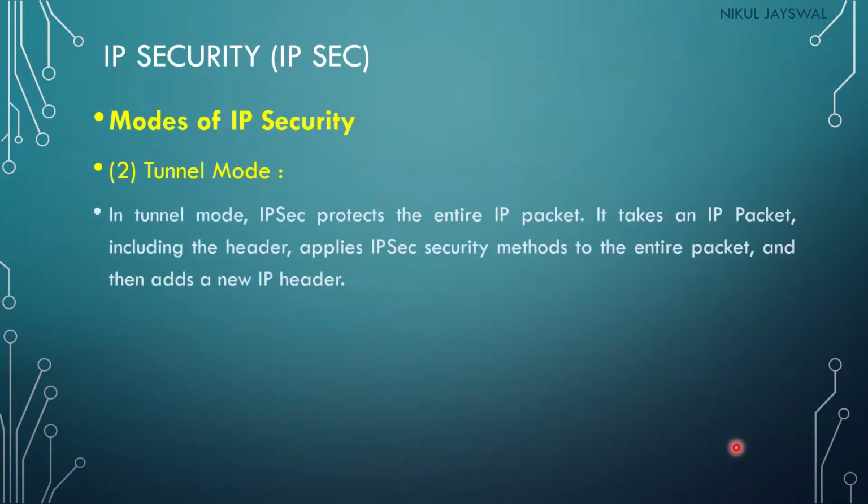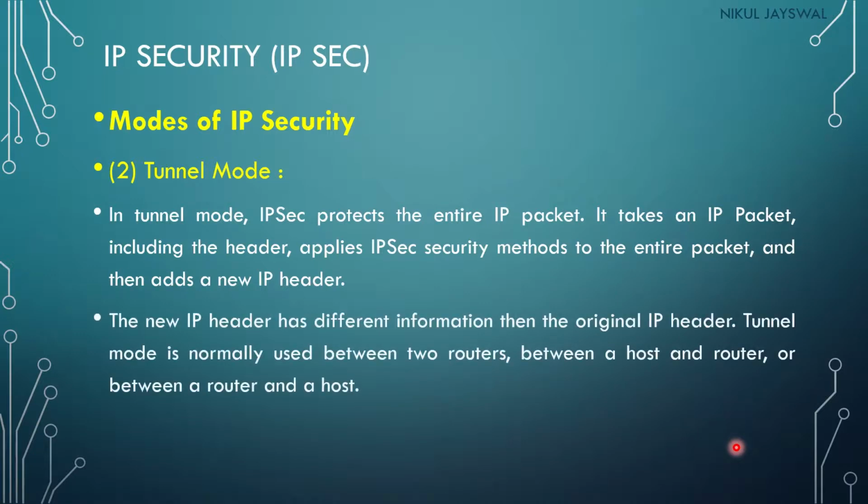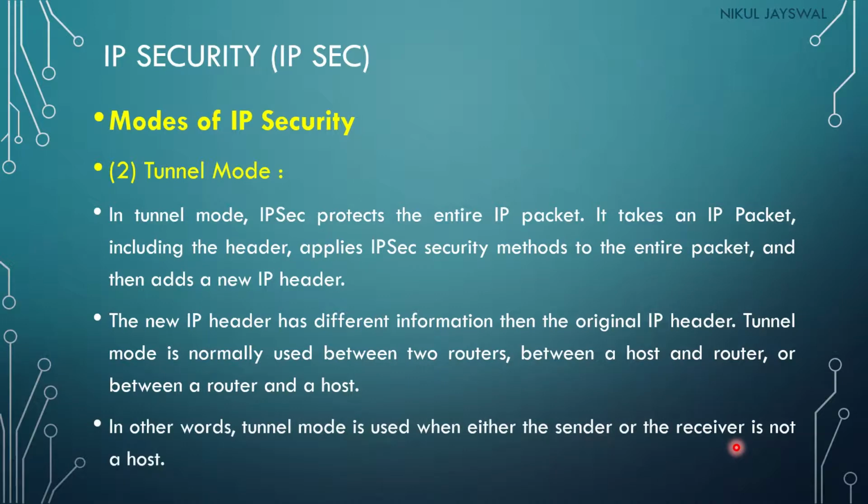Next is tunnel mode. In the tunnel mode, the whole IP packet will be encrypted and secured. So in tunnel mode, IPsec protects the entire IP packet. It takes an IP packet including the header, applies the IPsec security method to the entire packet, and then adds a new IP header. The new IP header has different information than the original IP header. Tunnel mode is normally used between two routers, between a host and a router, or between a router and a host. In other words, tunnel mode is used when either the sender or the receiver is not a host.